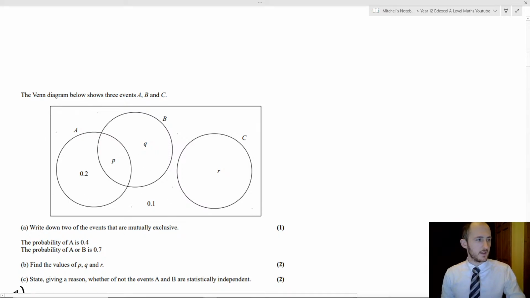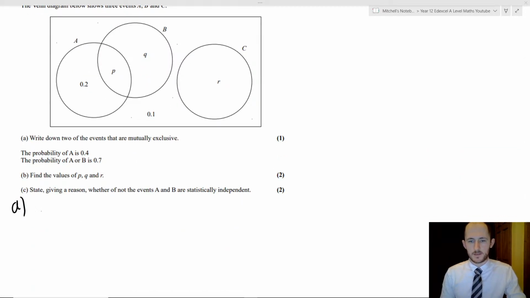So what that looks like on the Venn diagram, just for the people that have just joined the live stream, is there will be no overlap between them. So in this case, it could be B and C or A and C, because again, there's no overlap. And you only need to pick one pair.